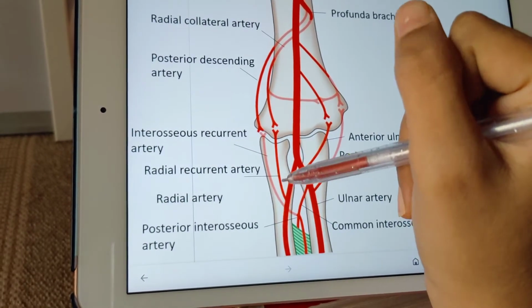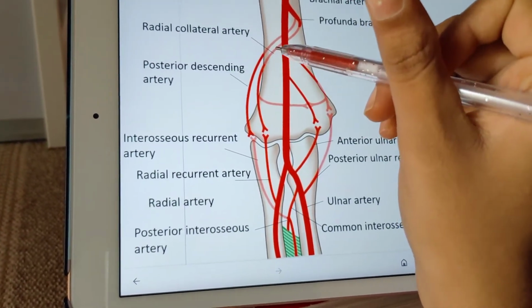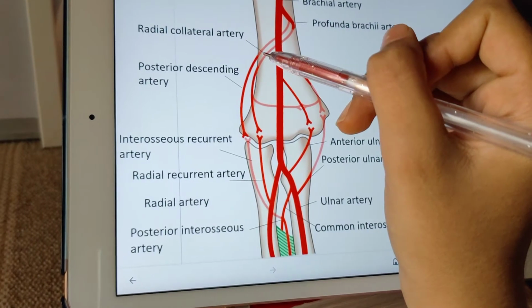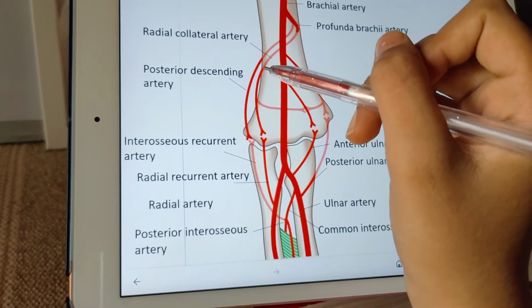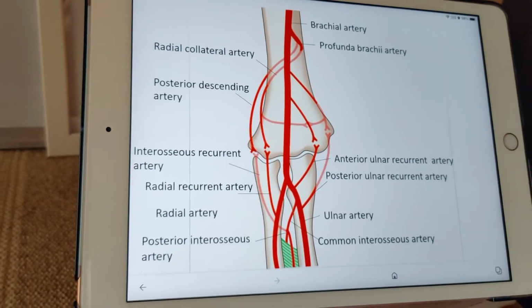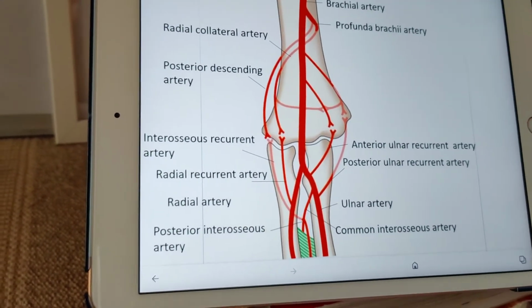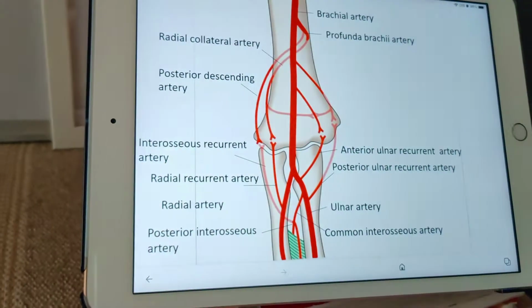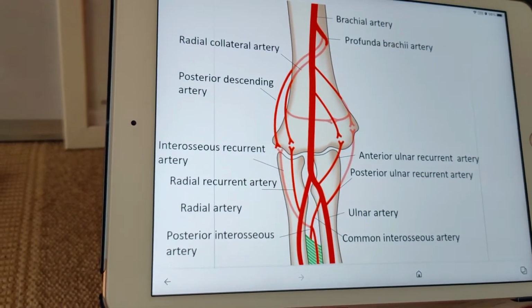If you see here, the radial recurrent artery is anastomosing with the radial collateral artery, and this radial collateral artery is in turn a branch of the profunda brachii artery. So, very important, it accompanies the radial nerve through the radial groove.